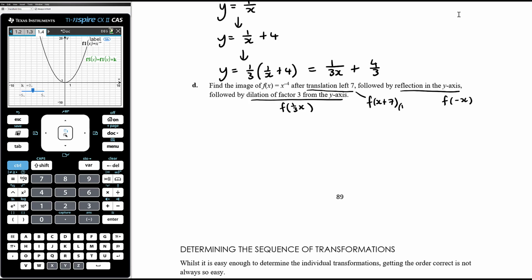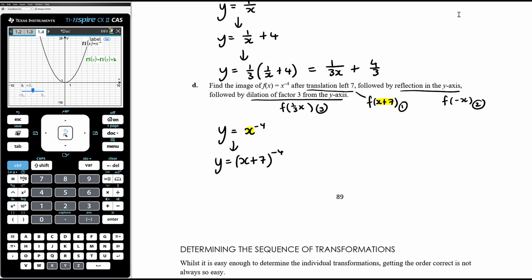So the f of x plus 7 is the first thing, then the f of negative x, then the f of a third x. Okay, so if our original function is x to the negative 4, the first thing we're going to do is f of x plus 7, so we're going to replace the x's with x plus 7's, so it becomes x plus 7 all to the power of negative 4.